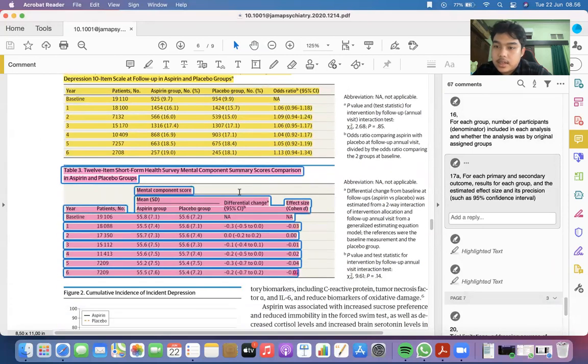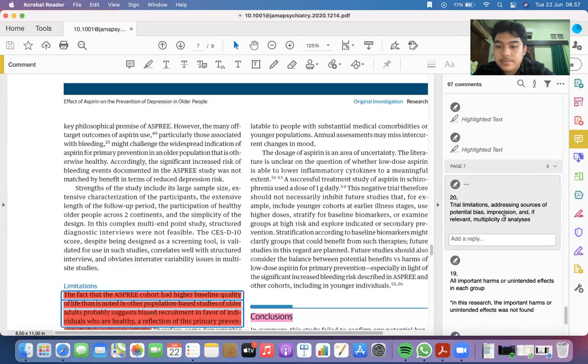Then for point 17a, for each primary and secondary outcome, results for each group and the estimated effect size and its precision, such as 95% confidence interval, was on Table 3, 12-item Short Form Health Survey mental component summary scores comparisons in aspirin and placebo groups.